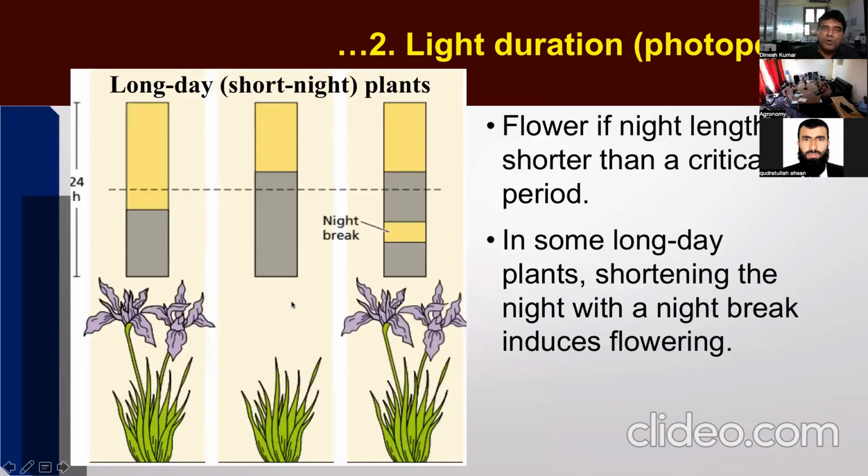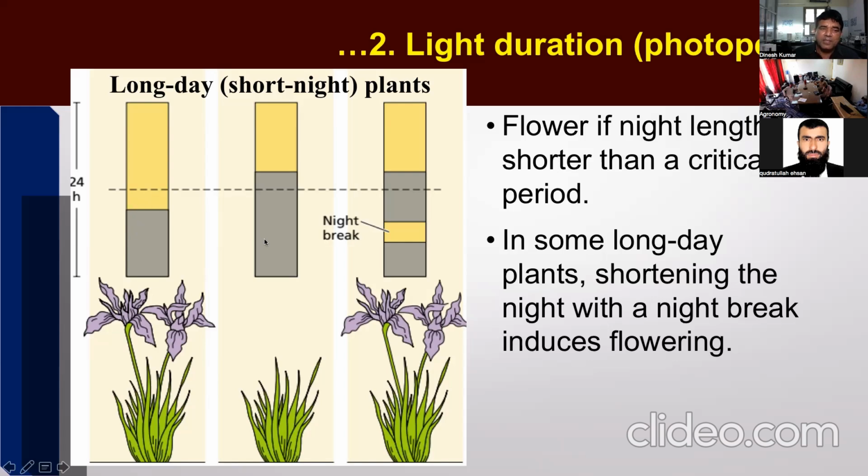Now take the case of the long day plant. Long day plants can be called short night plants. Long day means short night plants. You can see the first case. In the first case, the minimum darkness period was this much. So it was the critical period, and the long day plant flowered. They did not mind much. They flowered even if some light was there.